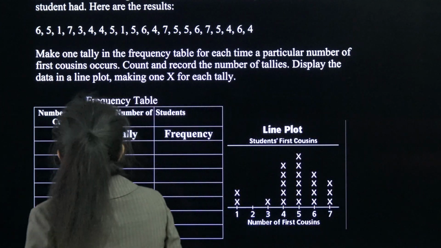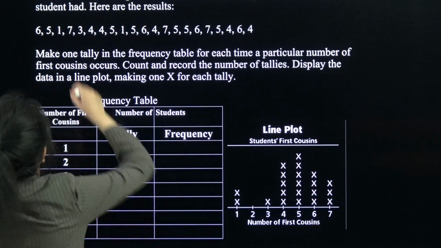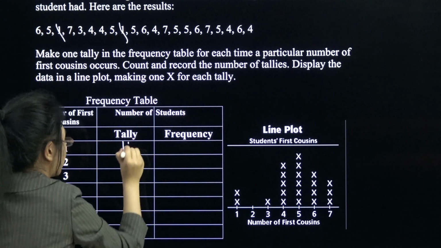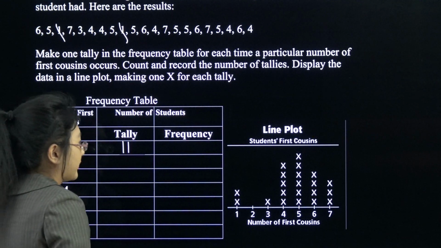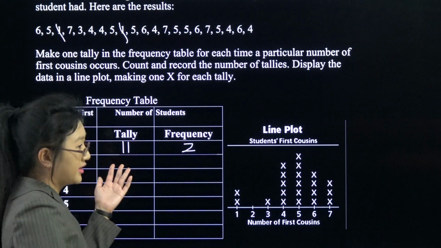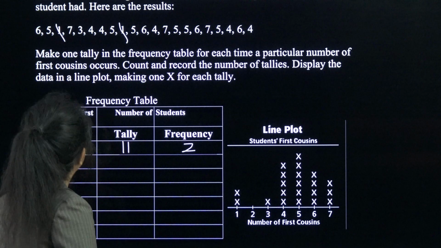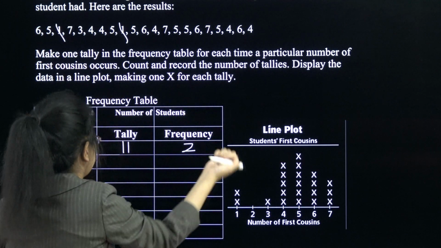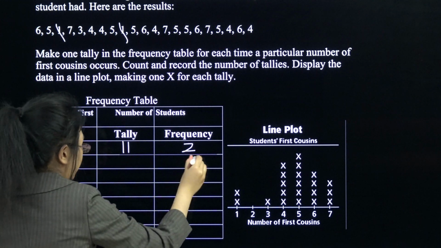So let's do that. 1, so there's 1, 1, another 1, and no more. So that's 1, 2, and that's a tally. But for the frequency, we write the number, just 2. Because in case you haven't noticed, this looks like 11. 2, nobody has 2 first cousins, so that's a 0. The frequency would be 0.